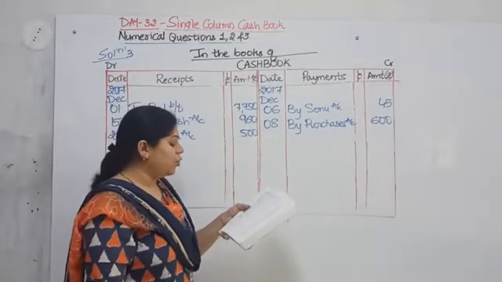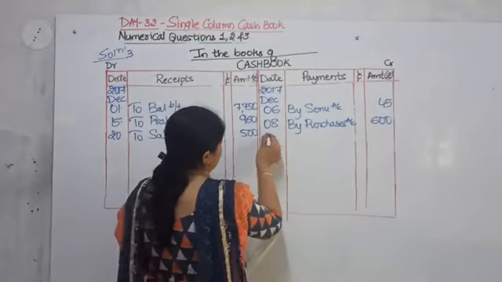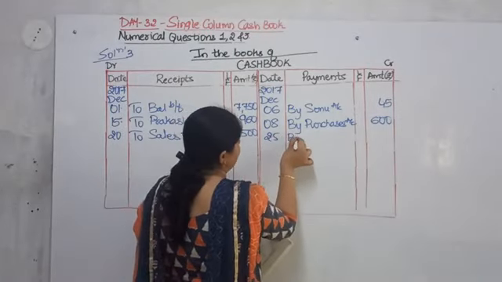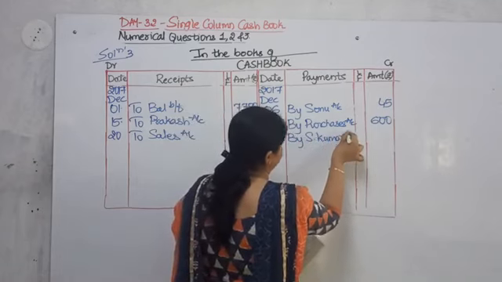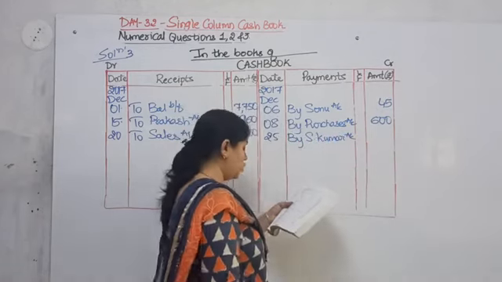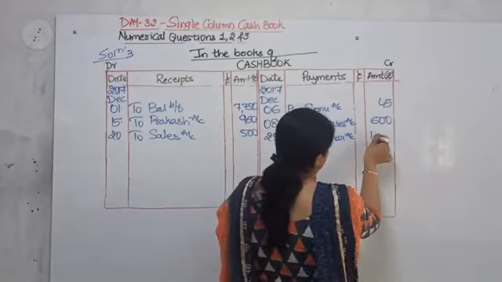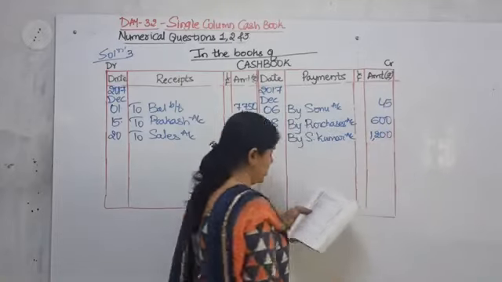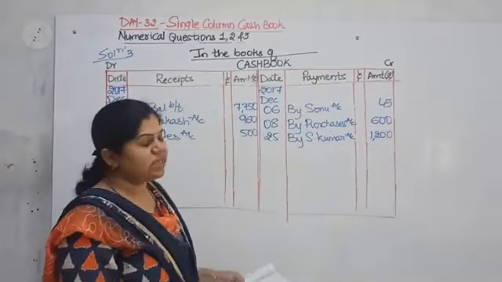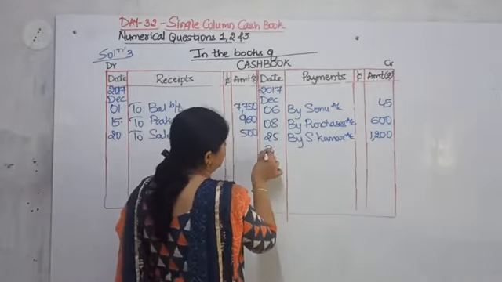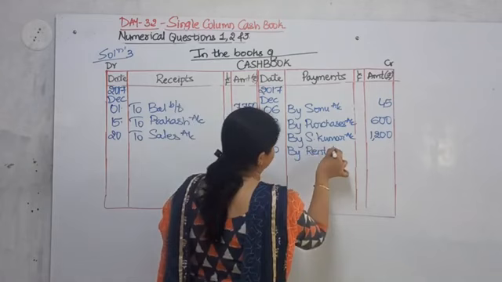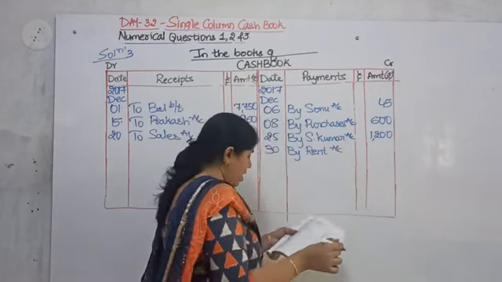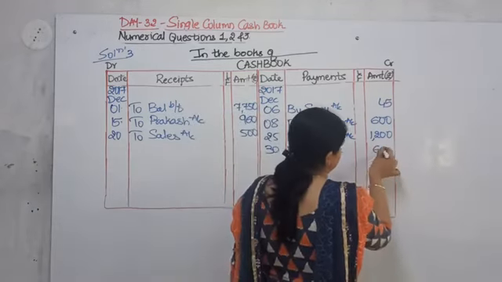Next, paid to S. Kumar. So it will come on the payment side by S. Kumar account. And what is the amount that is being paid? See, it is 1,200. And last item is rent. Okay, so it's also a payment. So write down by rent account. Amount is equal to rupees 600.